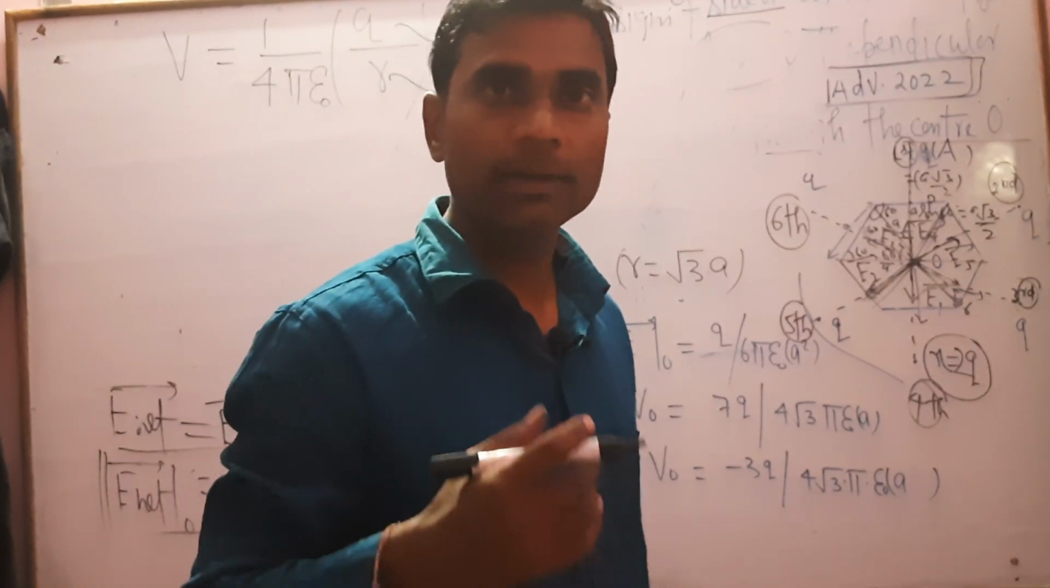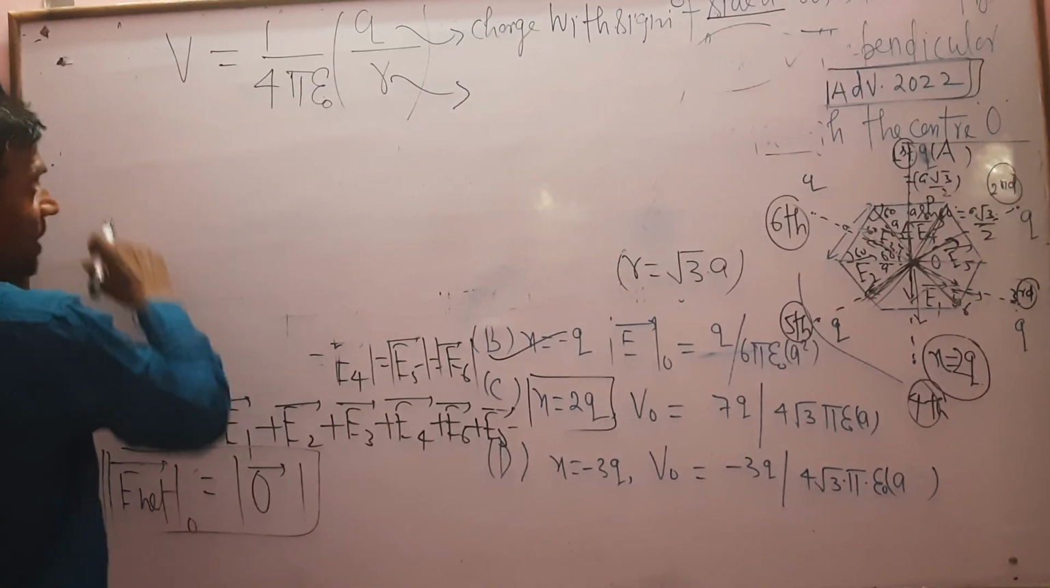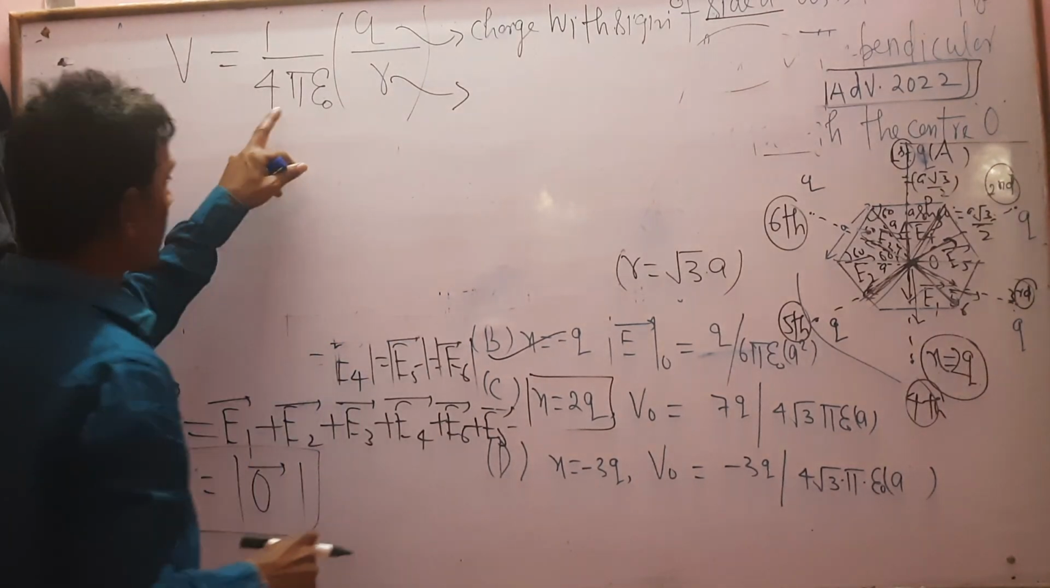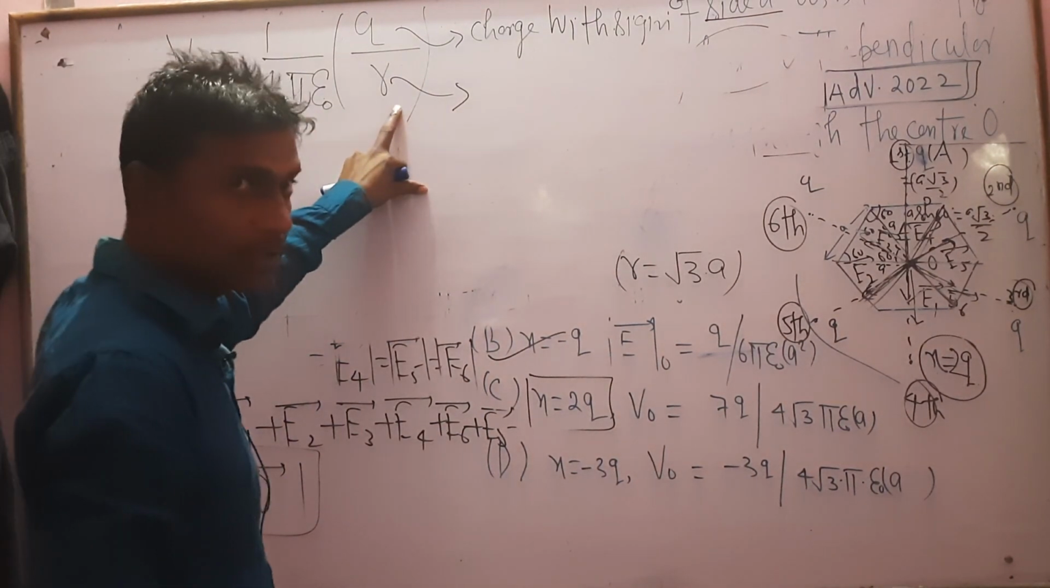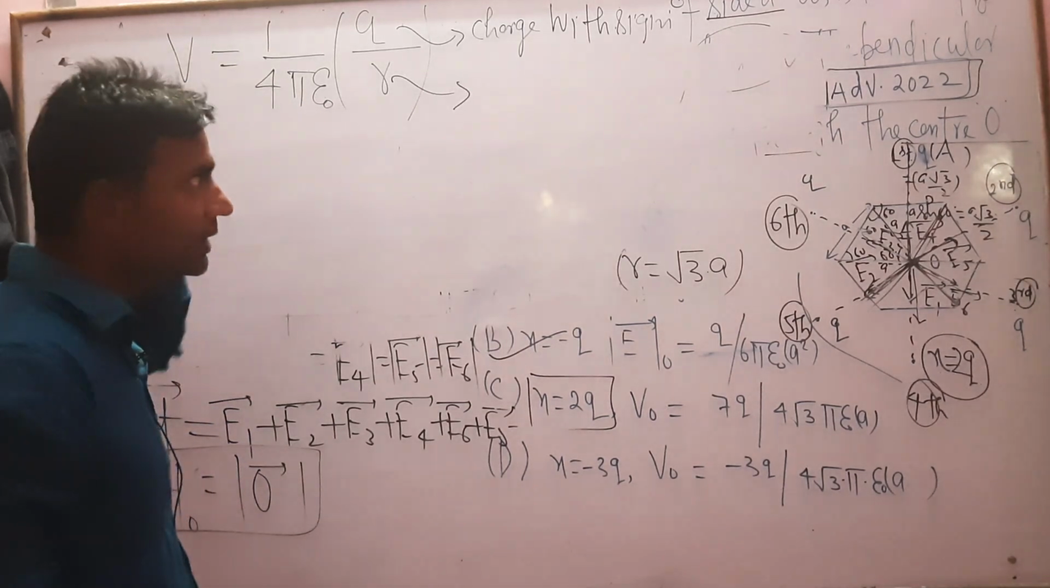We require the potential. This is the potential formula. Potential may be positive or negative because the charge may be positive or negative. 4 pi epsilon naught is positive and r, the distance, is also positive, so potential may be positive or negative.